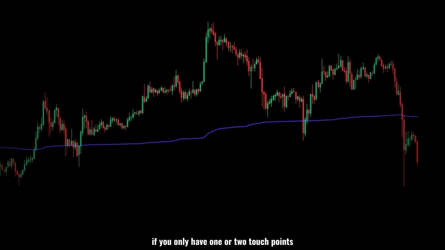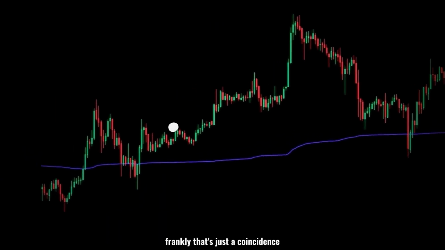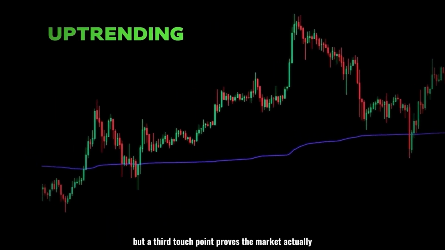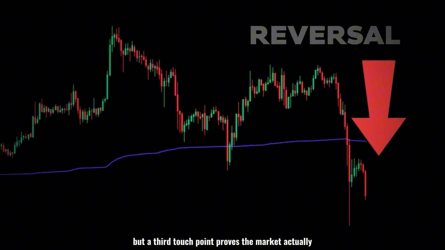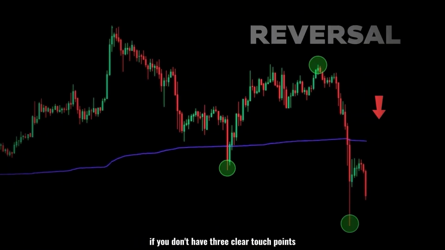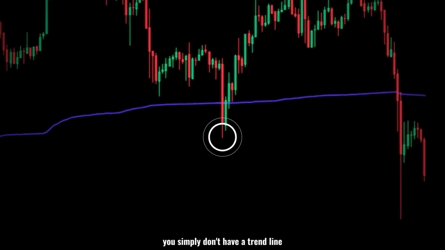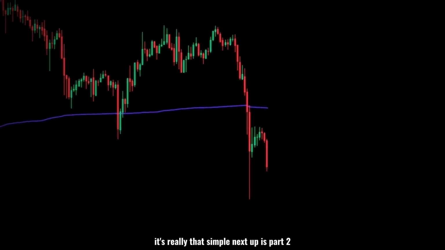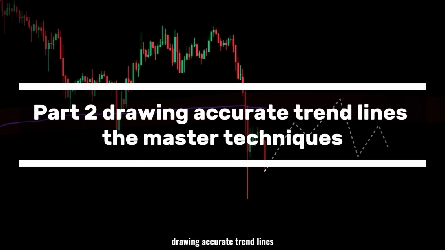If you only have 1 or 2 touch points, frankly, that's just a coincidence. But a third touch point proves the market actually respects that particular line. If you don't have 3 clear touch points, you simply don't have a trend line. It's really that simple. Next up is part 2. Drawing accurate trend lines, the master techniques.